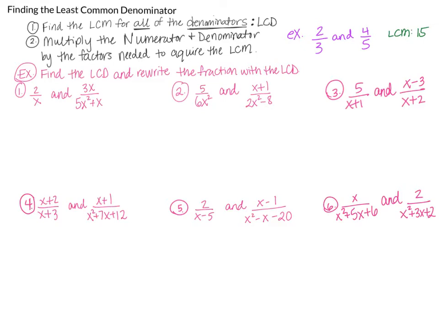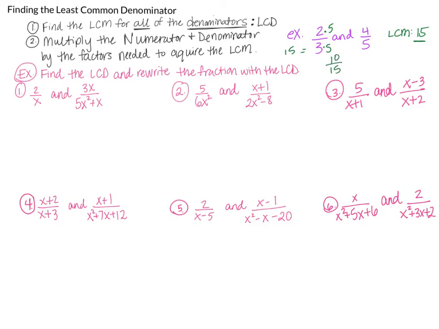So now I need to figure out how I'm going to get from this 3 to 15. Well, I'm going to have to multiply by 5. But remember the golden rule of algebra: what I do to one, I have to do to all. So if I'm going to multiply the bottom by 5, I'm going to have to multiply the numerator by 5. That's what I mean by multiplying the numerator and the denominator by all the factors needed to acquire this 15, the least common multiple. So now I would have 10 over 15.